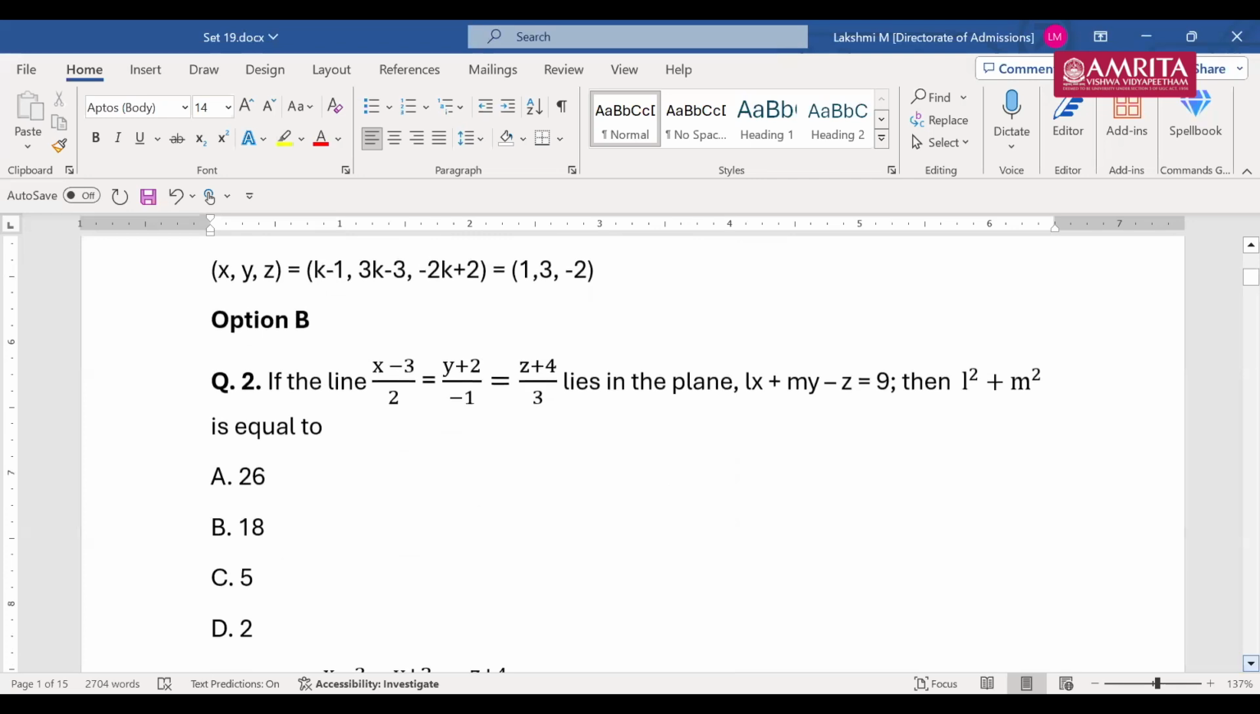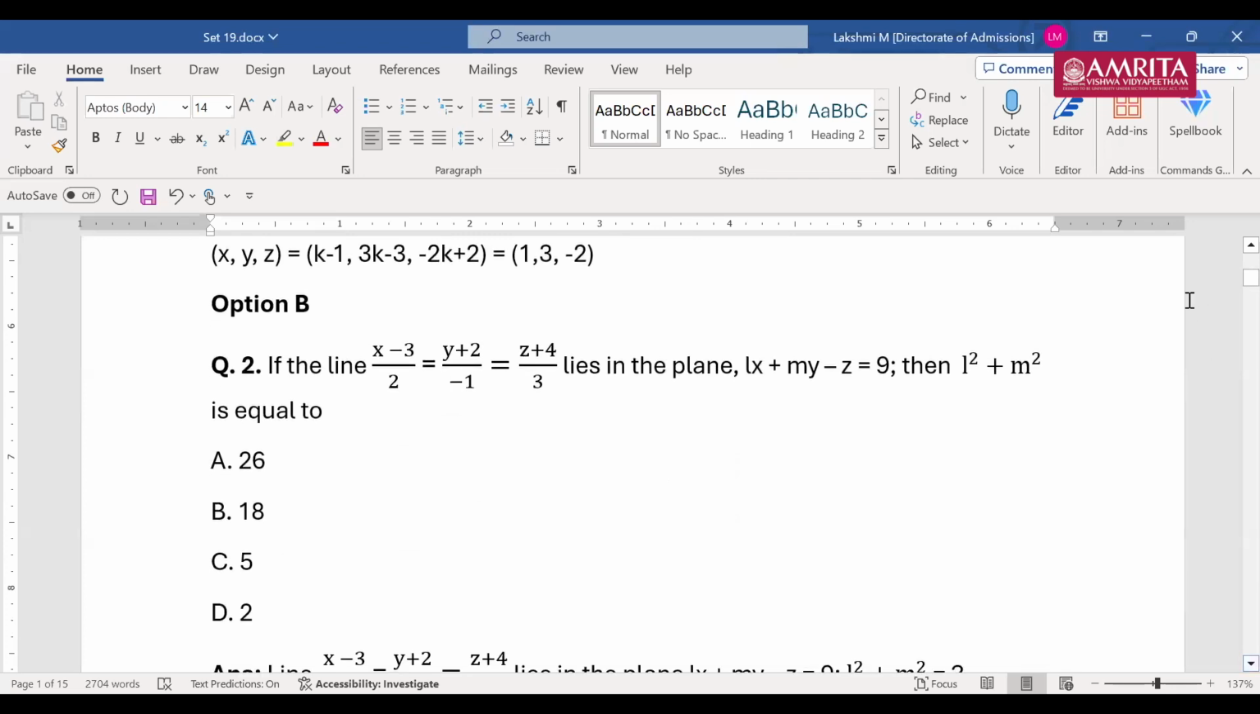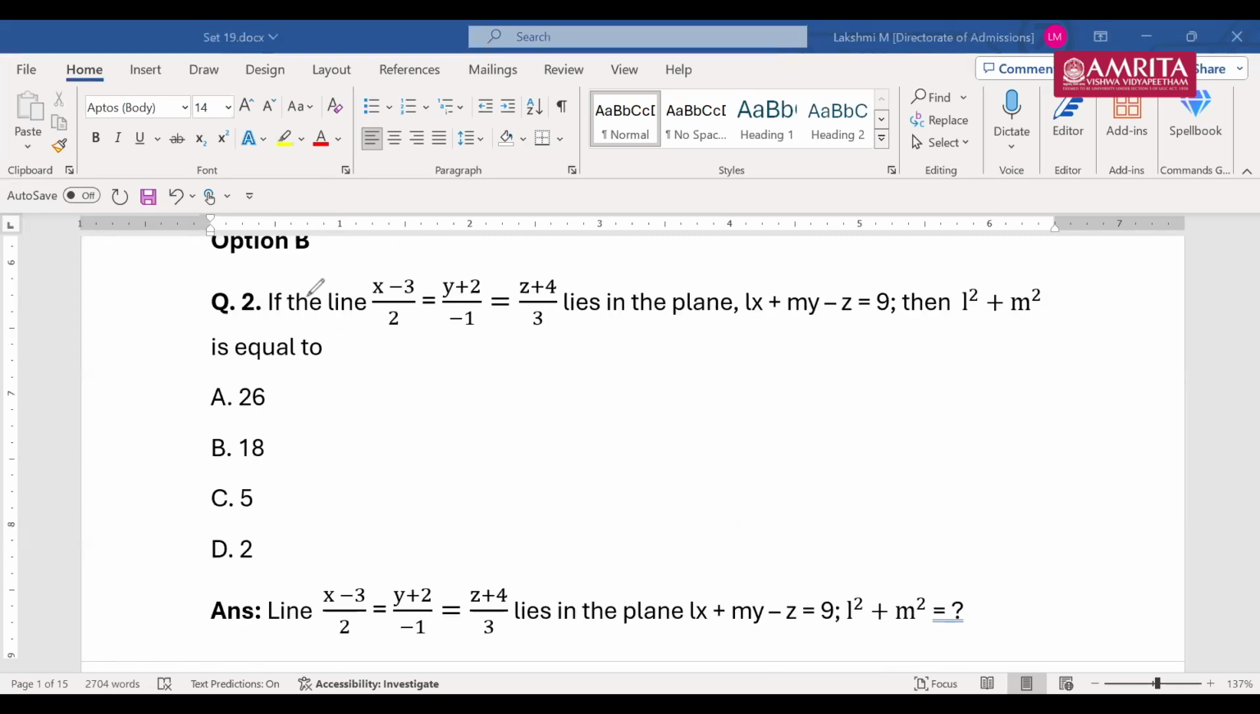So yes, this is the next question. I would say a very, very famous question, which comes in different forms. It could be L square plus M square. This final term is different in different questions. So the next question is, if the line lies in the plane Lx plus My minus Z equal to 9, what is L square plus M square? You have unknowns L and M.